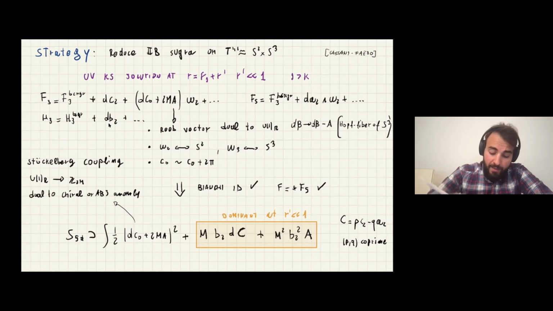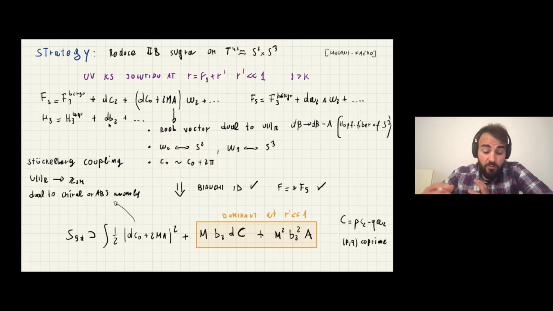Okay, so we expand around the representative of the cohomology. So we will have a two-cohomology, which is non-trivial, which is related to this S^2, and we will have a three-cohomology which is related to this S^3, and these are the representatives of the cohomology in this space. And as I said, C0 is an axion and is 2π periodic.